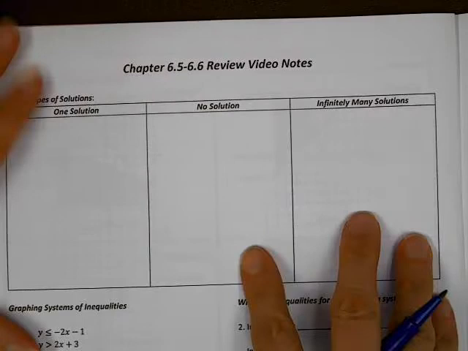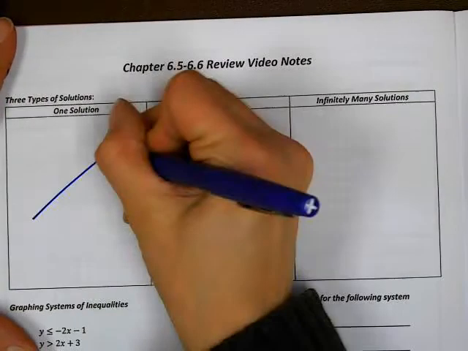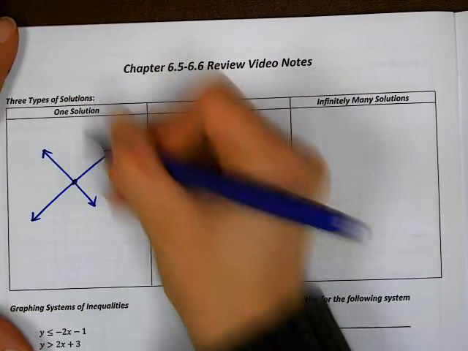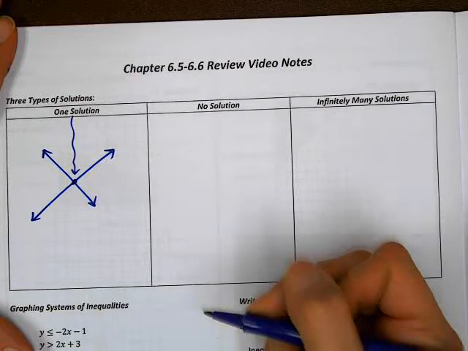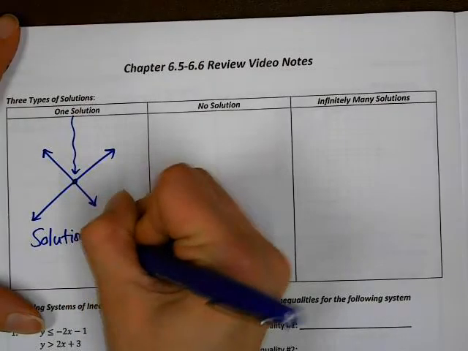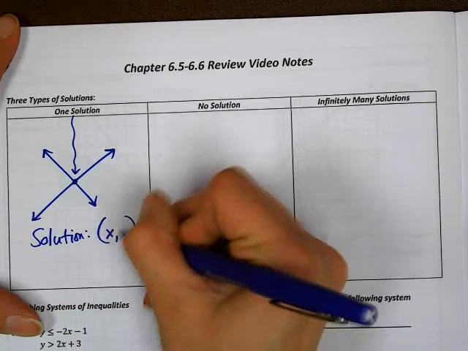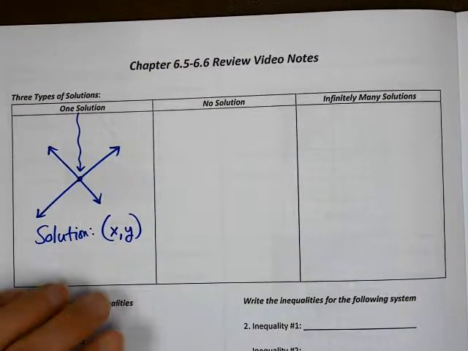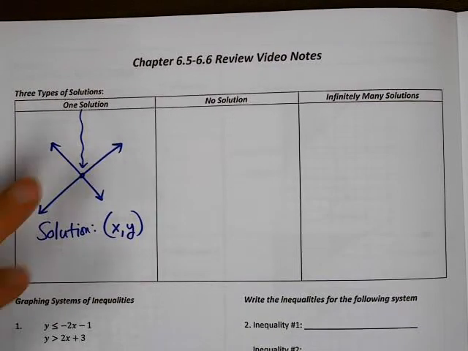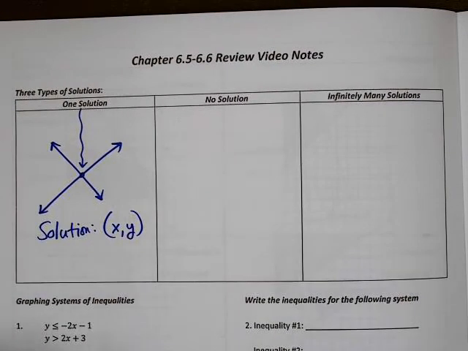When you graph two lines and they intersect in one point, that is the one solution. And then the solution is the point x comma y. We've done this lots of ways. You could solve by graphing, you could do substitution, or you could do elimination.